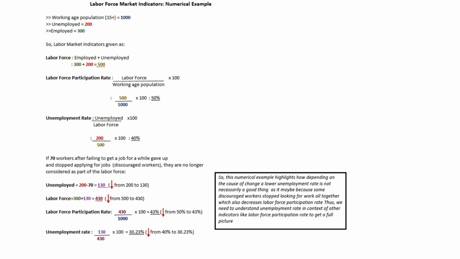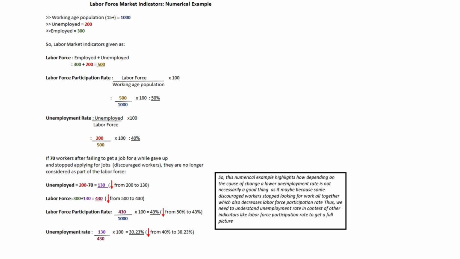Now consider a case where 70 workers are unable to find a job for a while. As a result, they become discouraged and stop looking for work altogether. So these discouraged workers are no longer considered part of the labor force, because to be unemployed, you should not just not have a job, but you should be actively looking for work as well. So when you stop looking for work, you are no longer classified as unemployed, but rather you're no longer part of the labor force. So in this case, the number of people unemployed goes down from 200 to 130 because of the 70 discouraged workers.